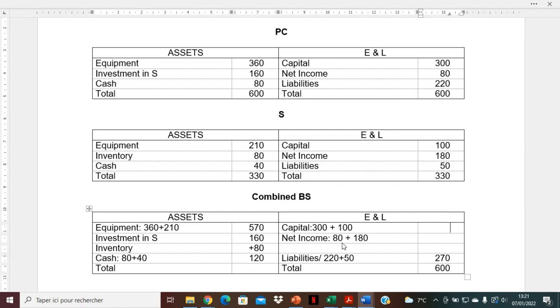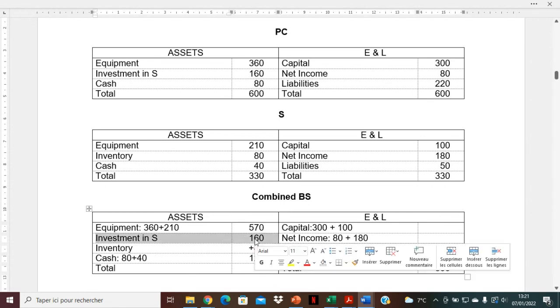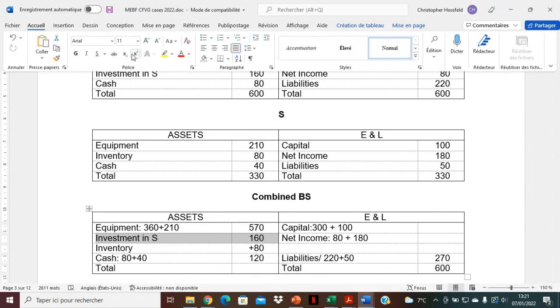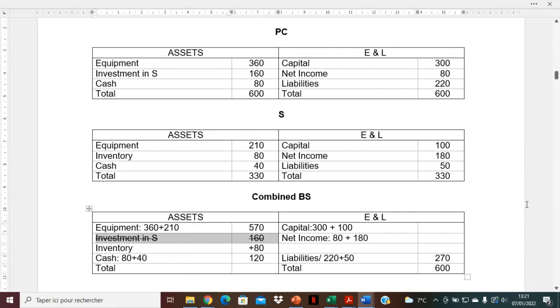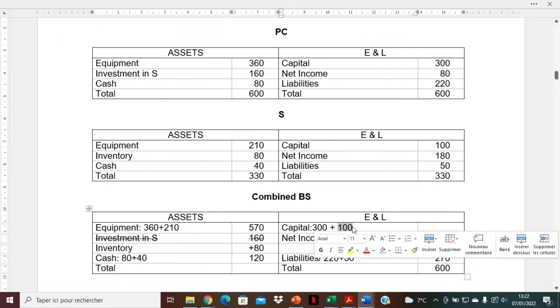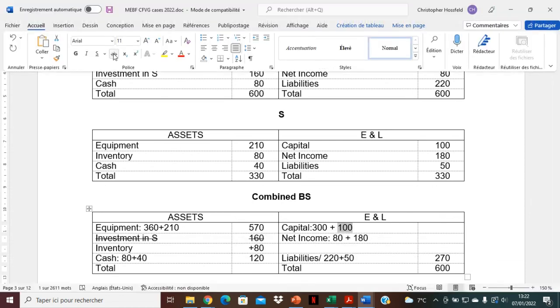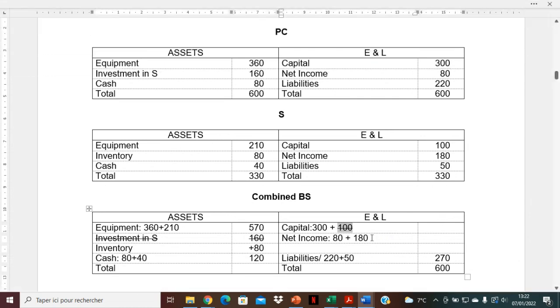And then as we do it, we eliminate everything that is group internal. And group internal, once again, is the investment here. So I need to delete this, cancel that, and I will do so. So the investment is taken out. And I need to take out the capital, or remember the equity, that existed at the date of acquisition. So what was the equity at the date of acquisition? It was capital 100, so I will delete that. And it was net income 60.